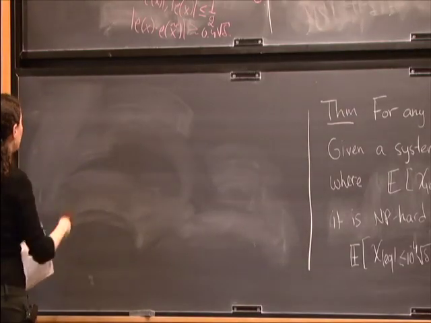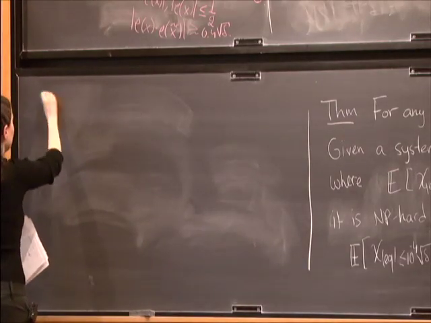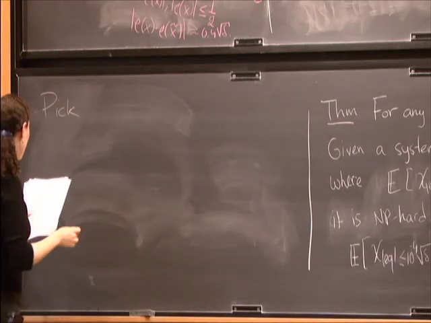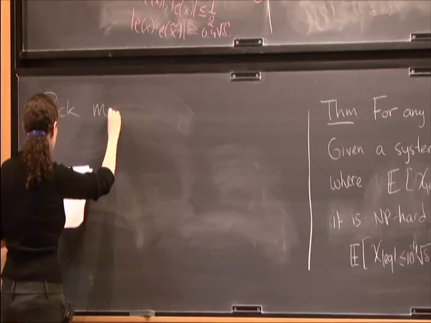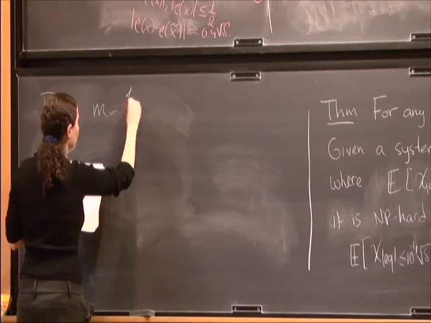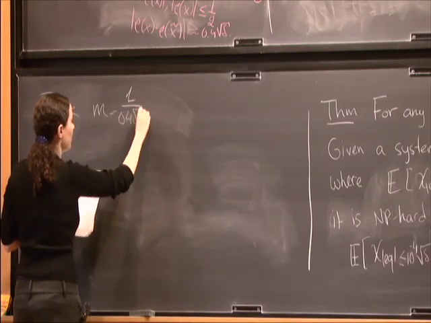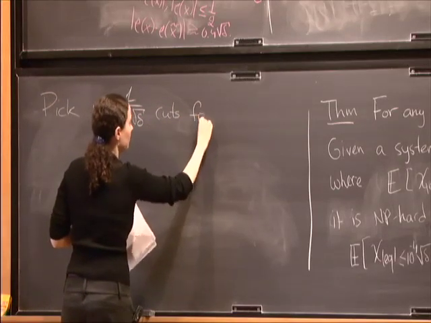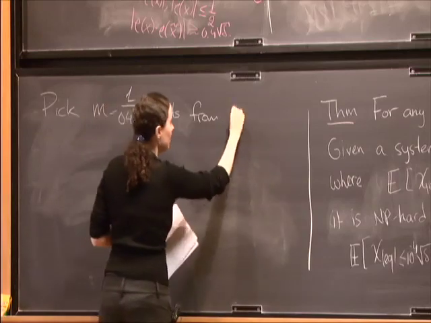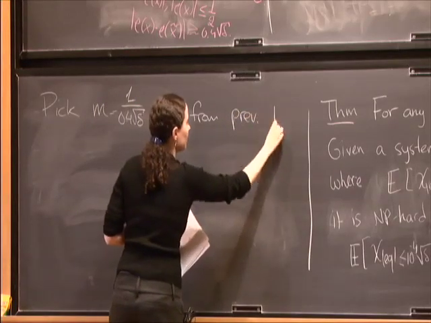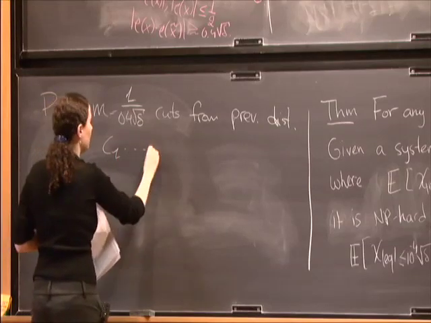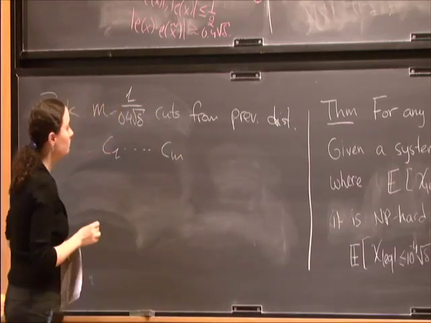Okay, so here is the proof. Don't pick just one cut, but pick lots of cuts. Equals 1 over 0.4 square root delta. Cuts from the previous distribution. So I have C1 to Cn.